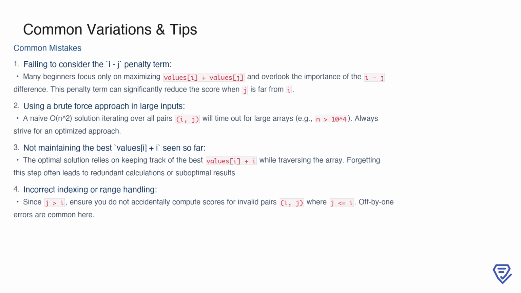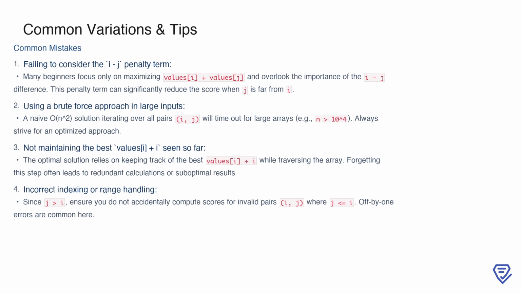When solving this problem, there are several common pitfalls to watch out for. First, many beginners overlook the importance of the i-j penalty term in the formula. They focus solely on maximizing values[i] plus values[j], without factoring in the distance penalty, which can drastically reduce the score, especially when j is far from i.